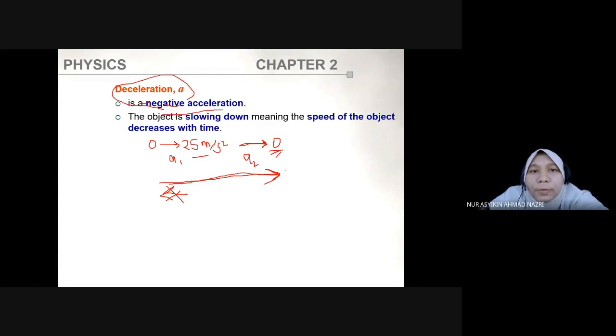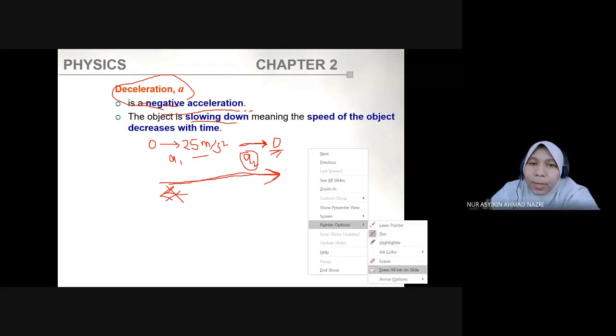Tapi bila kita kata negative acceleration tu macam agak mengconfusekan kan. But I hope that you understand that it means that the object is slowing down. So speed of the object decrease. So that will affect the acceleration, and we call it as deceleration.